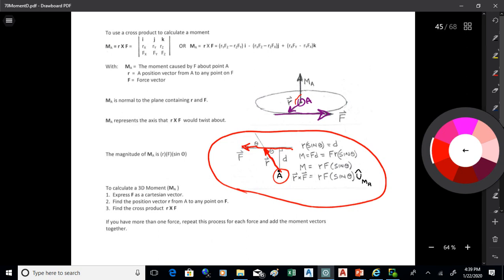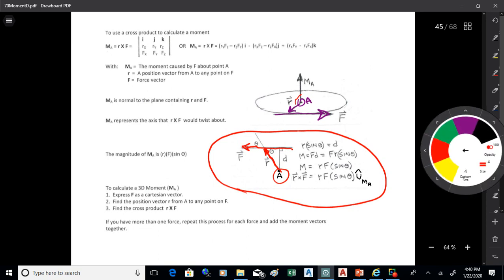Now if I want to get the moment of that force about A, I need a perpendicular moment arm. So to get that, I'm going to take the angle in between the two vectors and take the sine of that angle, and that will get me the opposite side here, which I'll call D. That is perpendicular from A to the force. So if the moment is F times D, it is F times R sine theta.